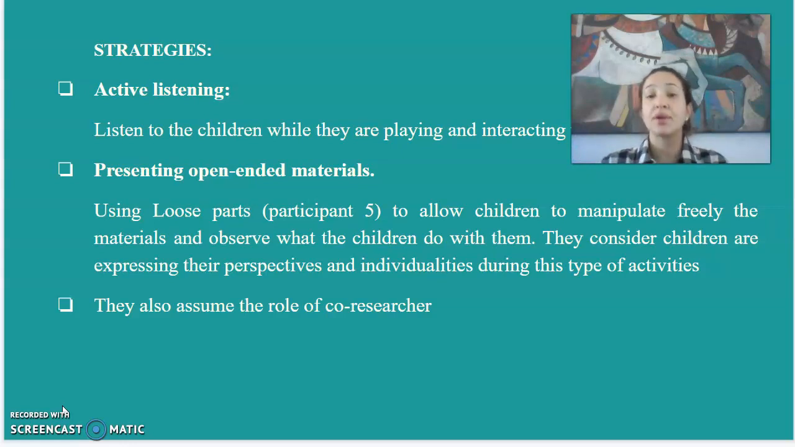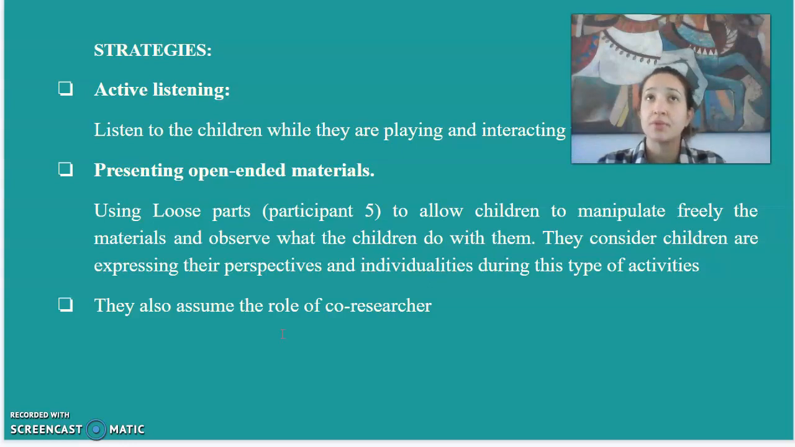one is putting certain expectations on the activity per se. So they are more interested in the process than in the product, which really tells you what the child might be interested in. They also claim they assume a role of co-researcher, which is also related with the predispositions educators have and the role they assume while they are interacting with children.